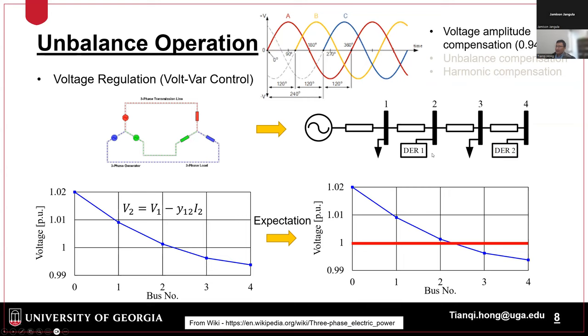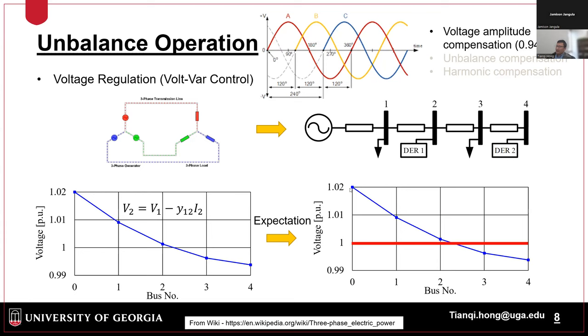Because of Ohm's law, for this simple system, we expect to have a voltage drop as shown in the figure below. The voltage at the substation is 1.02, and the end-of-feeder voltage is below 0.94. And for the expectation here, we just assume that the expected voltage is always 1. So this is a very simple voltage regulation problem we want to solve.